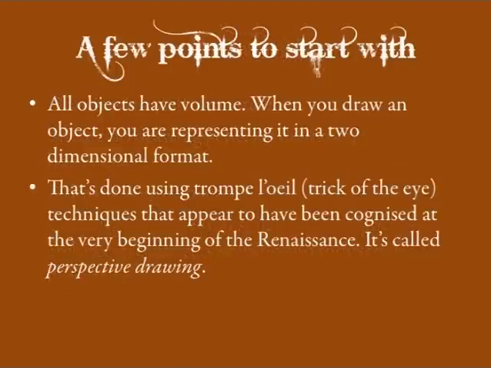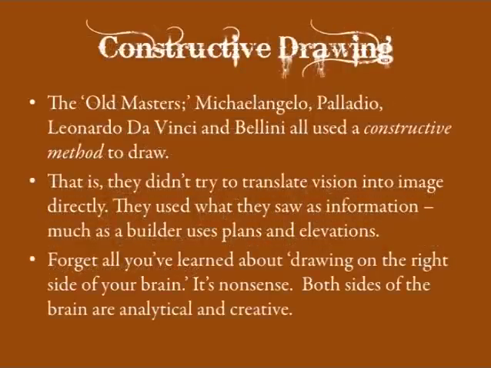All objects have volume and mass. When you draw an object, you're representing its three-dimensional form in 2 dimensions. The method that we will use was cognized during the early Renaissance, and it's called perspective drawing. The old masters used perspective to reconstruct a 3-dimensional reality into a 2-dimensional representation. They didn't try to translate their vision directly into an image on paper. They treated what they saw as information, with which they could enrich their drawings.